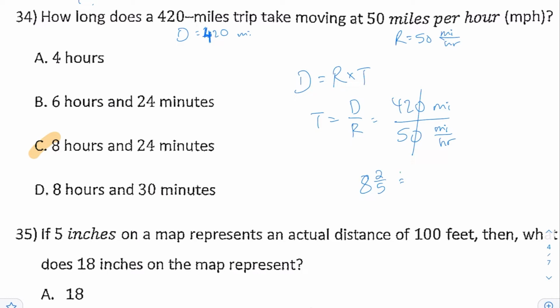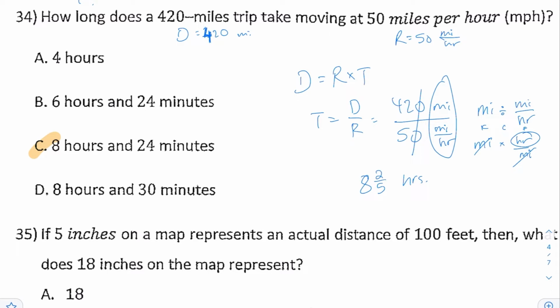And the units are actually really important as well. If you look at the units, this is miles divided by miles per hour. So you have to do keep change flip. You get miles times hours over miles. Miles cancels out. The units will be in hours. So you can use the units to help you determine whether or not your answer is correct after you do keep change flip.